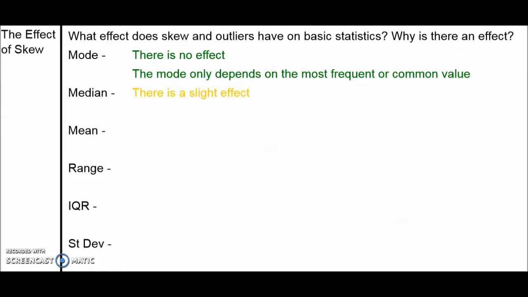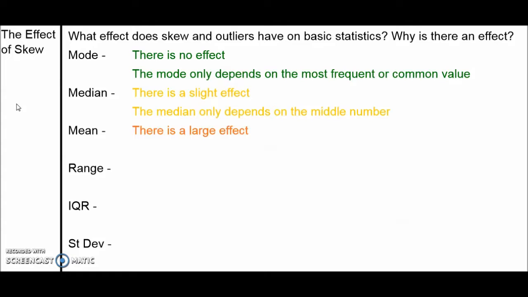On the other hand, the median had a very slight effect. Remember, it changed from 30.5 down to 30 when we added those 2 extra data points. Now, why the slight change? Well, the median only depends on the middle number. So adding those outliers, or that skew, might change which number is the middle number, but not by that much. So skew has a very, very slight effect on the median.